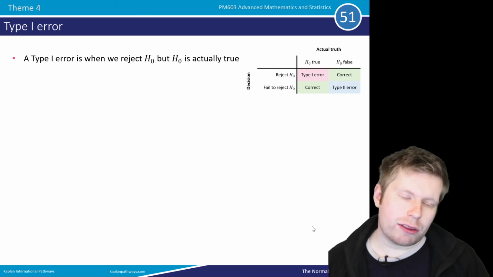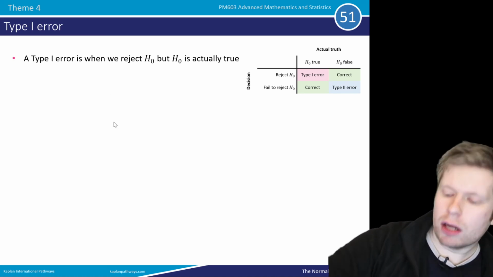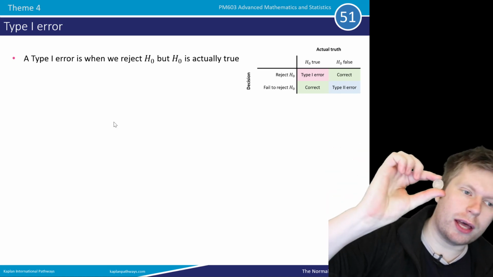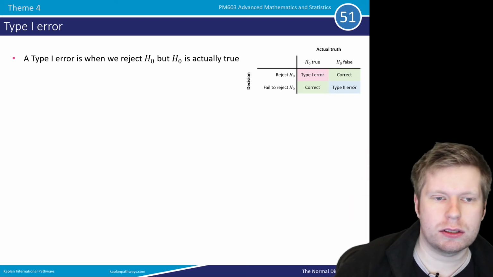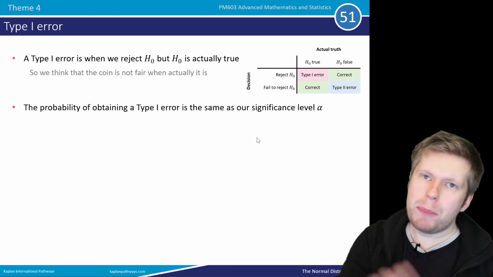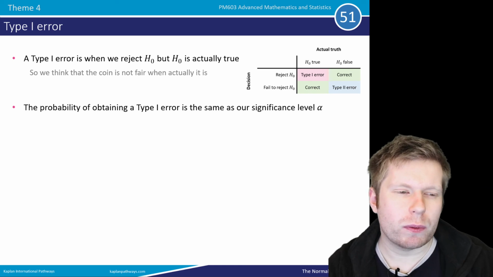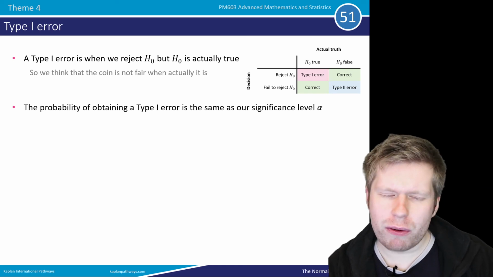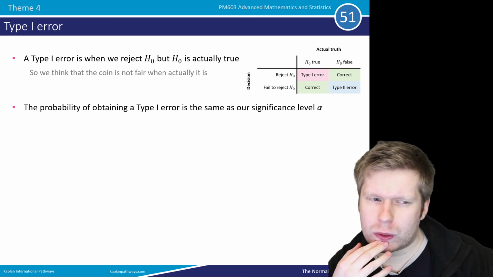So let's actually work it through then. Let's look at the perspective of the type 1 error first of all. In other words, we say that this coin is not fair, when actually it is fair, okay? So that's a type 1 error, okay? If we have a look at this, the probability of obtaining a type 1 error is the same as our significance level. Now you might want to just pause the video here and think, well, why is it? Why is it our significance level?